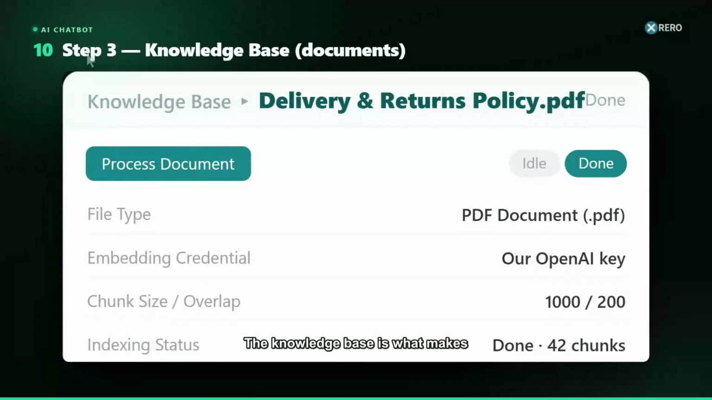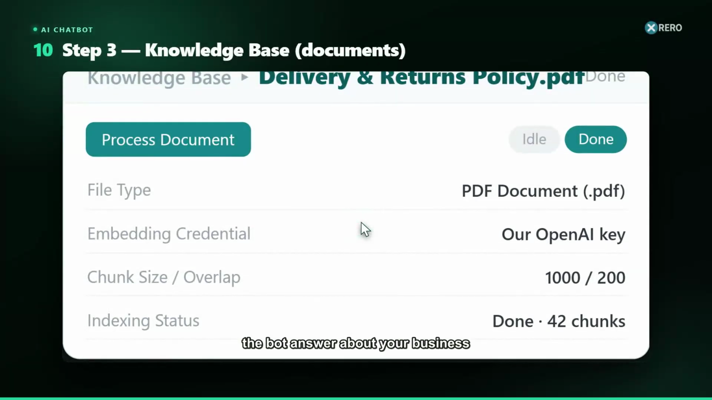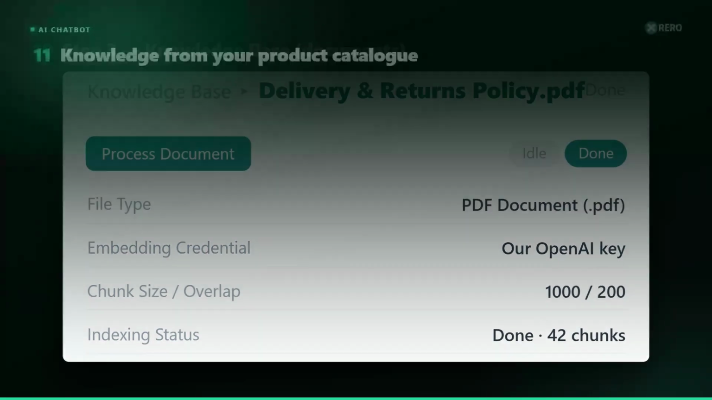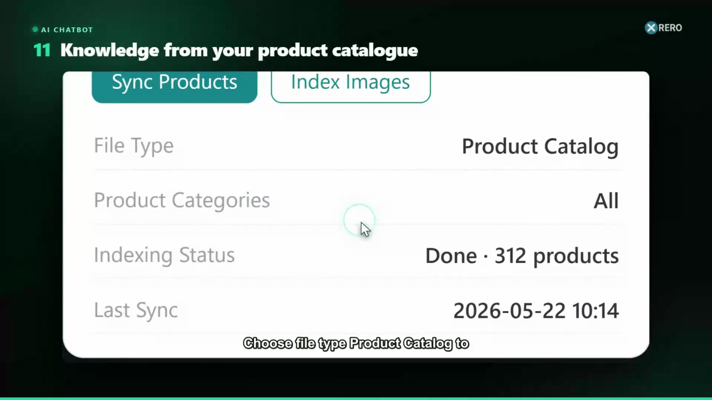The knowledge base is what makes the bot answer about your business, not just general knowledge. Upload documents, and the bot reads chunks and indexes them, then answers from them. Choose File Type Product Catalog to teach the bot your products. Optionally limit by category, then click Sync Products.